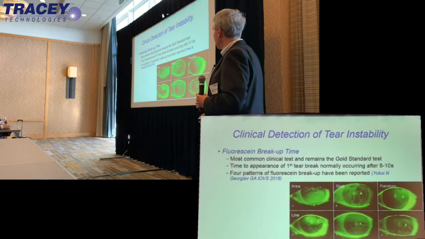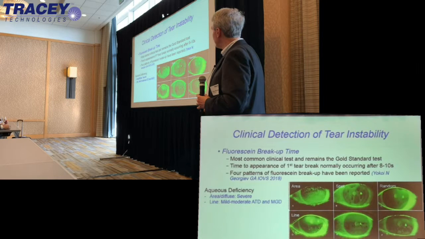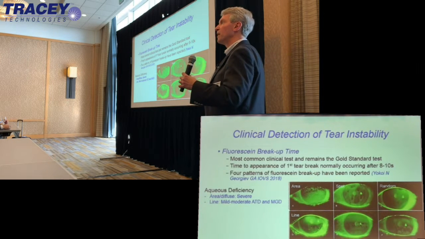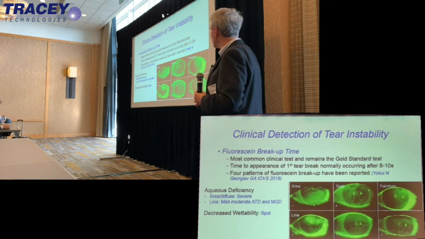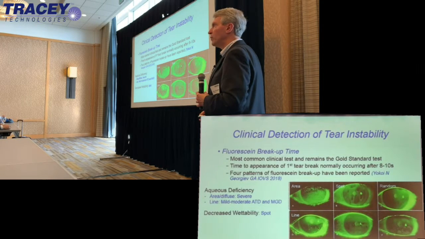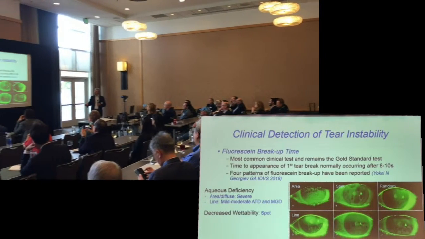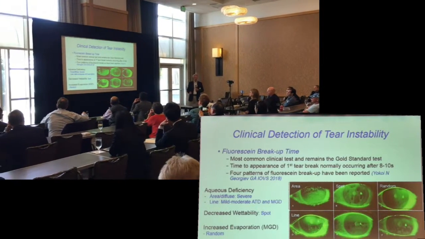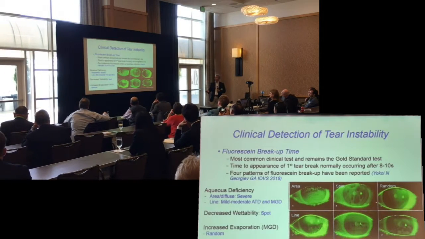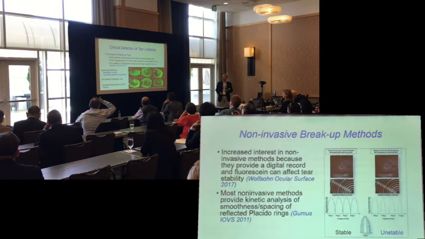And so he reported that in the most severe dry eye, there's instantaneous tear breakup. You don't even see the spots. Or there can be a line of tear breakup like you see here in moderate aqueous deficiency or meibomian gland disease. When there's decreased wettability, which he feels is due to a poor mucin layer, then you get the spots in the cornea. And then with increased evaporation in meibomian gland disease, it's more of a random pattern of breakup.